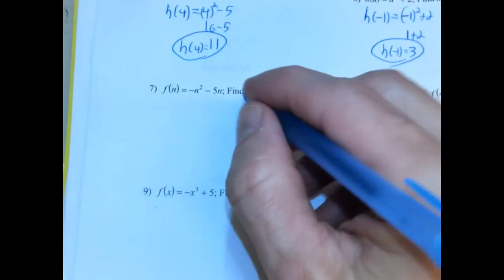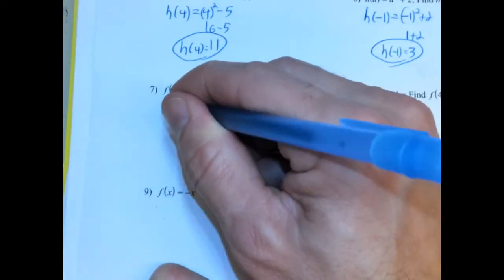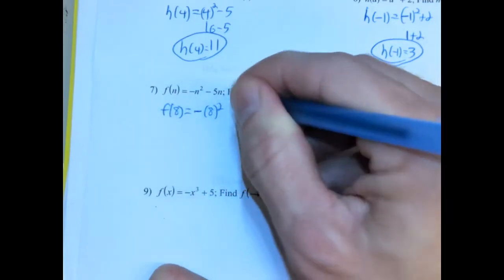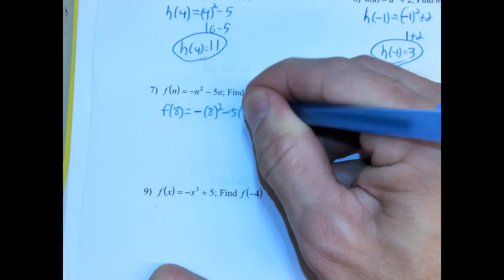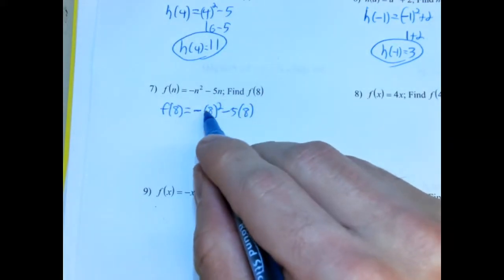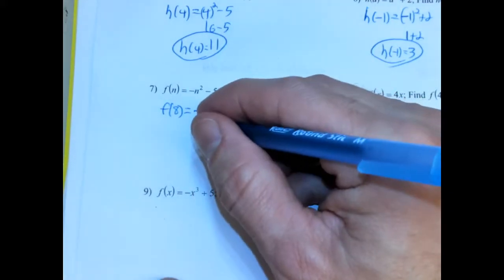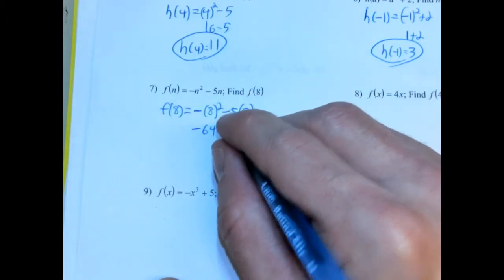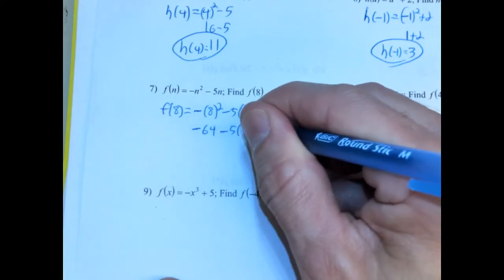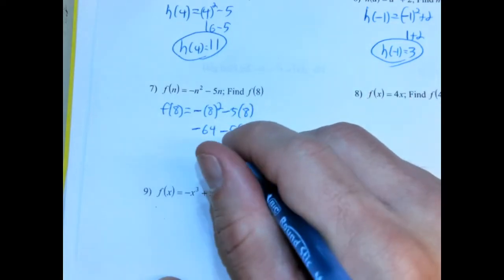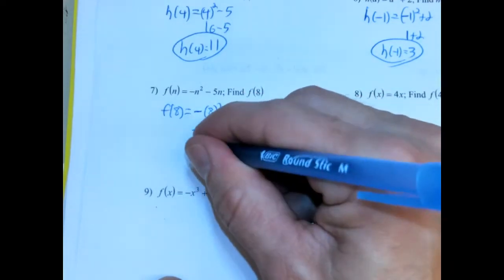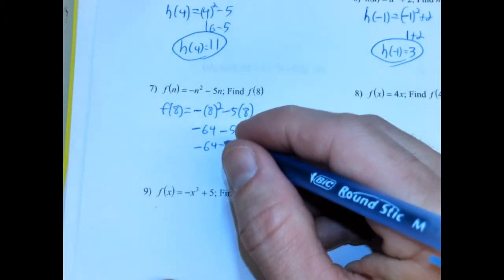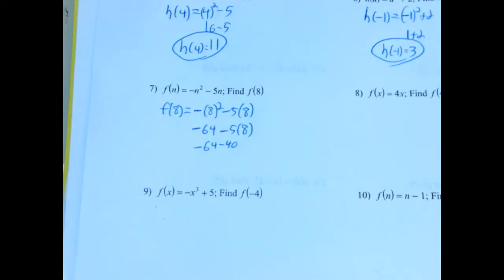We have f of n, f of 8. So f of 8 and negative parentheses 8 squared minus 5 times 8. So again, be very careful here. This negative sign is not being squared. So 8 squared is going to be 64, so negative 64. And then I'll just do 2 steps at once. No, I won't. I'm going to be good. So negative 5 times 8 is negative 40, so negative 64 minus 40.